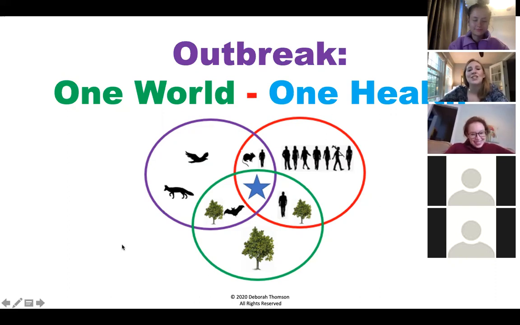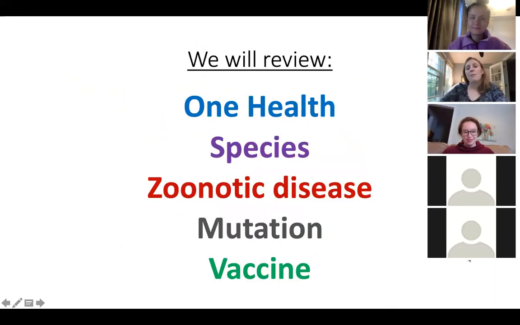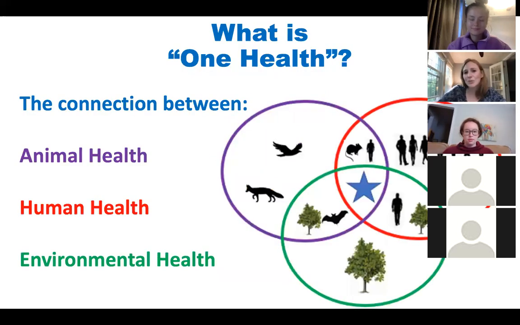Okay, great. So the lesson is called Outbreak, One World, One Health. And what we are going to be talking about pretty much are 5 different terms. First one is called One Health. Second one is species. Third one is zoonotic disease. Fourth is mutations. And fifth is vaccines. Let's get started with what is One Health.